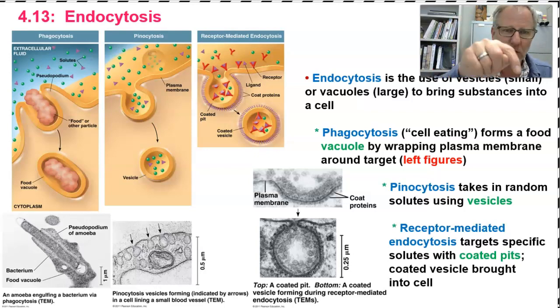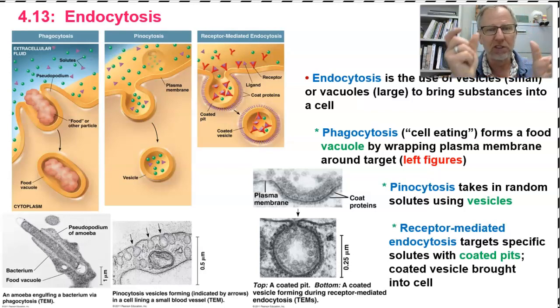Take a look at the electron microscope image in the middle panel. It's showing you a cell lining a small blood vessel, and that cell is bringing in lots of fluids by pinocytosis. So it's a very rapid way to bring lots of stuff into the cell at once.